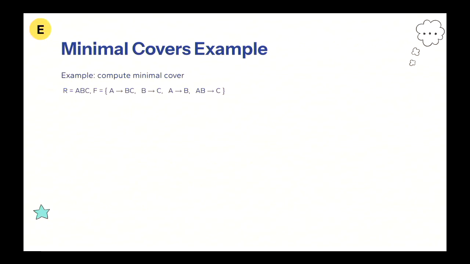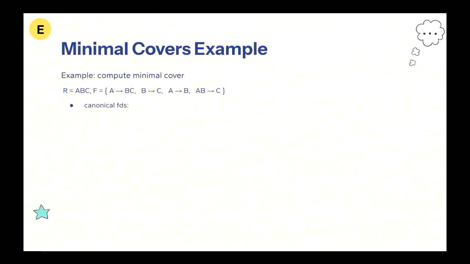So let's have a look at an example here to see how these algorithms work. In this example, we are trying to compute the minimal cover for this F, given the relation made up of A, B, and C. Because the closure of F is very, very large, there could be multiple different sets of functional dependencies that are doing the same thing. So what is the best one? The best one is the minimal cover.